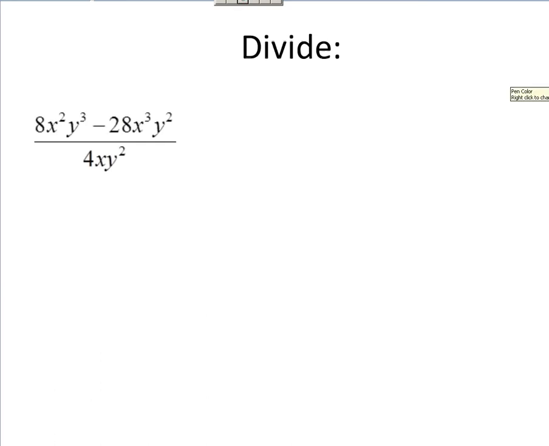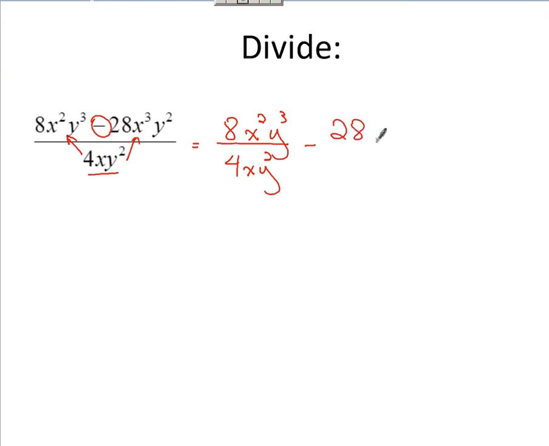All right, I'm going to show you two ways to do this problem. The first way, since we've got division involved here, is I'm going to understand, because of this subtraction sign right here, and this would work the same way with addition as well, that this 4xy to the second in the denominator has to divide into both of these terms up here. So if I rewrite that, I've got 8x to the second, y to the third, over 4xy to the second, minus 28x to the third, y to the second, over 4xy to the second.